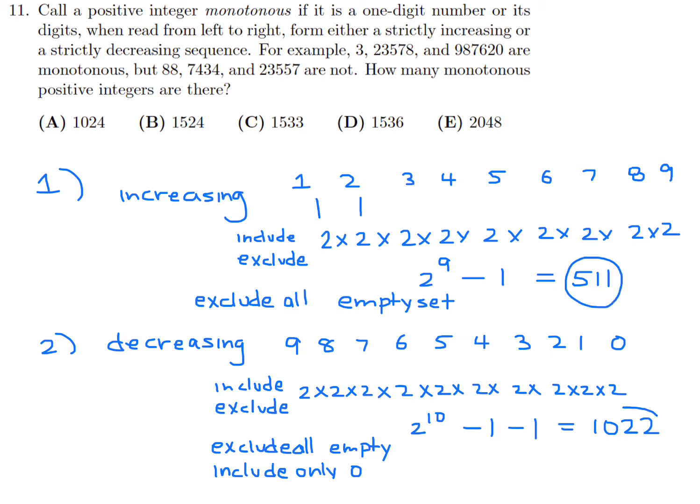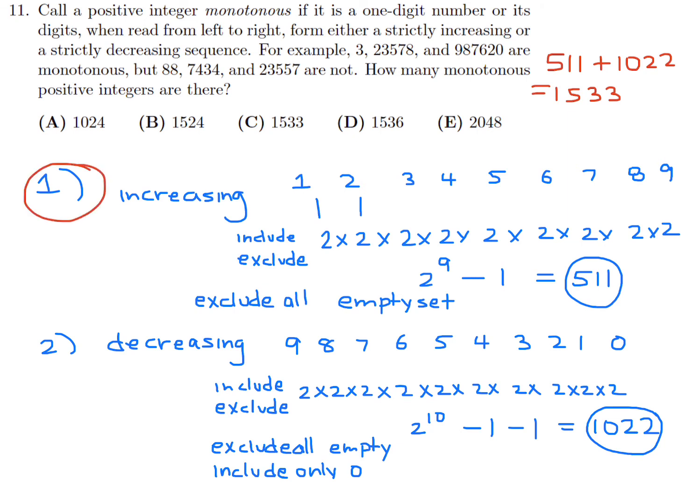So I've got this and I've got this. 511 plus 1022 is equal to 1533. And that is one of the answer choices. But we still have to subtract something, so it's not that simple.